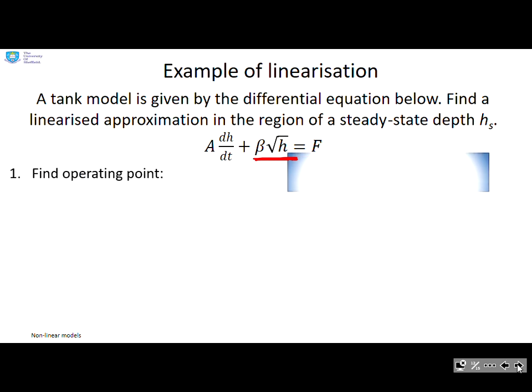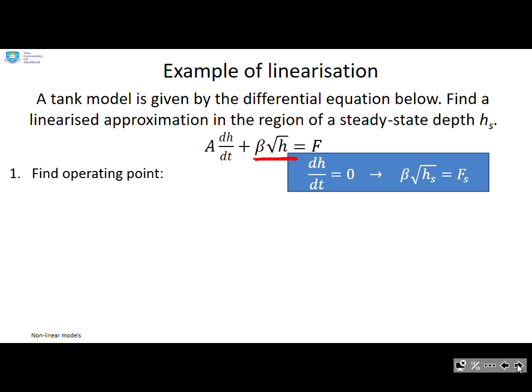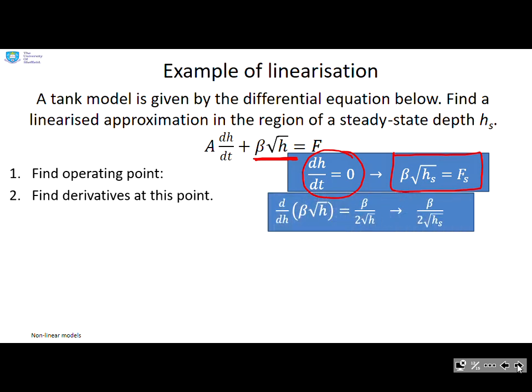So first thing to do, find an operating point. So we set the derivative to 0. That was part of finding the operating point. And if we do that, you end up solving this equation here. Beta root hs equals fs. So the steady state depth depends upon the steady state flow. So the two are interlinked. Next, find the derivatives of the nonlinear term.